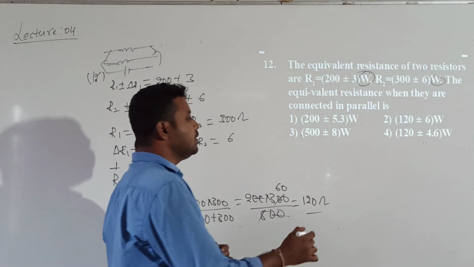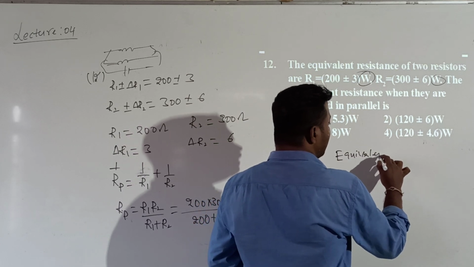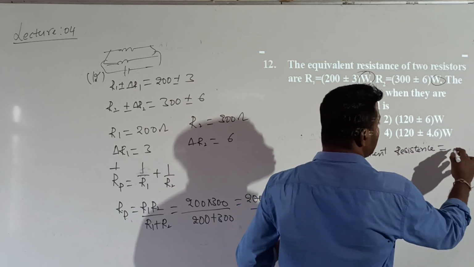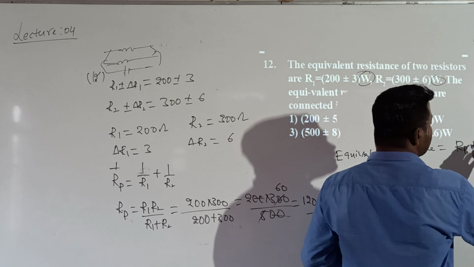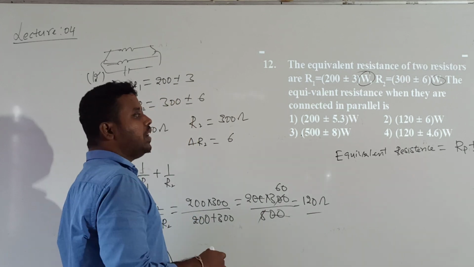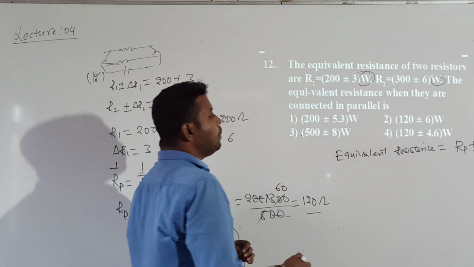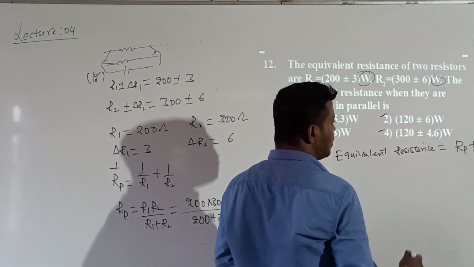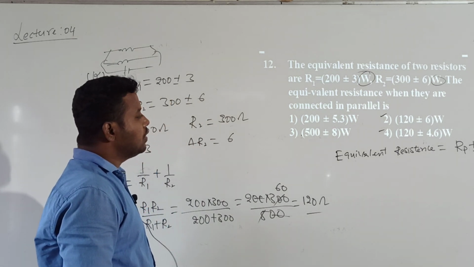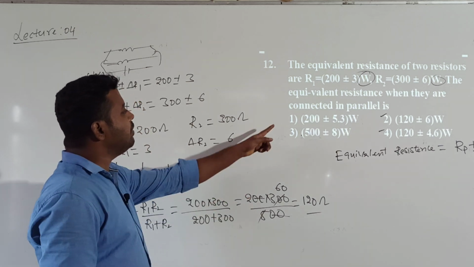But you want to express the equivalent resistance as Rp plus or minus delta Rp. Okay? I got the Rp value. By knowing the Rp value, you can tell either this or this option, 120. But plus or minus delta Rp. So, okay? It is not at all possible to get 200. I think they gave it in the first option.